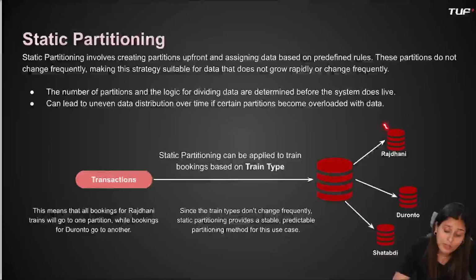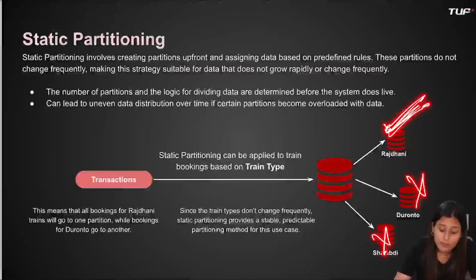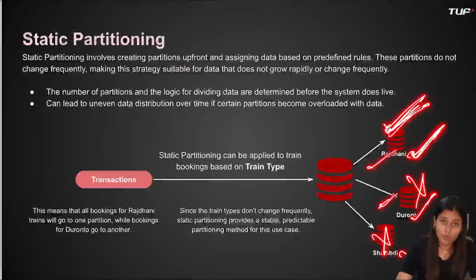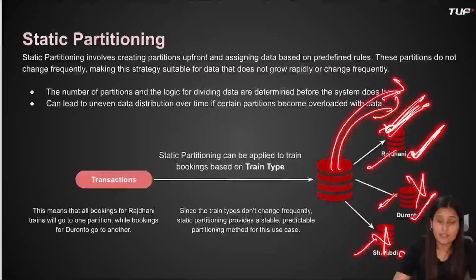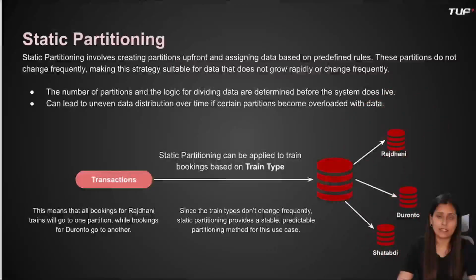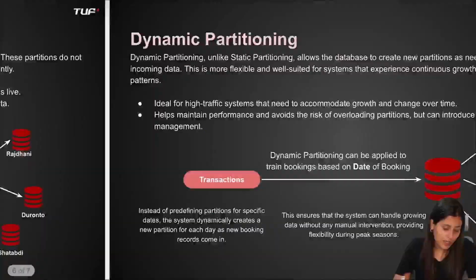It might happen that we have a lot of requests for Rajdhani train itself, okay, and not for Duronto and Shatabdi. So it might happen that these are underutilized and this is overloaded. So even though we have the 3 different types of servers, we have still routed all the requests to the Rajdhani server, and that might lead to mishappening or the data might be lost, right?